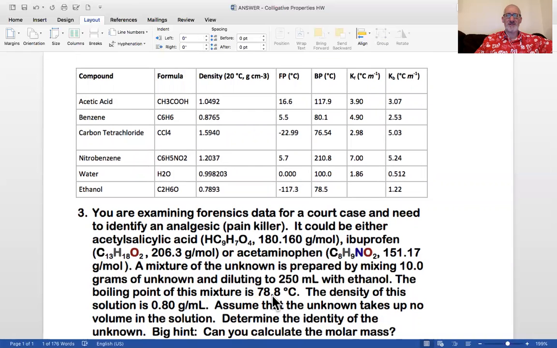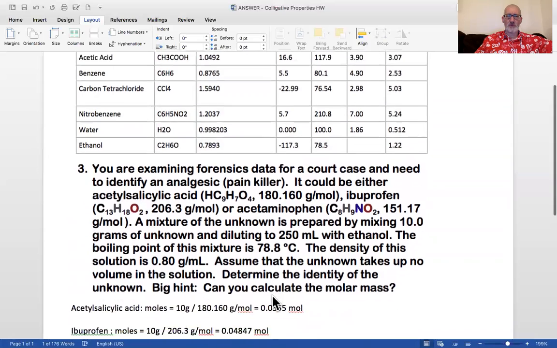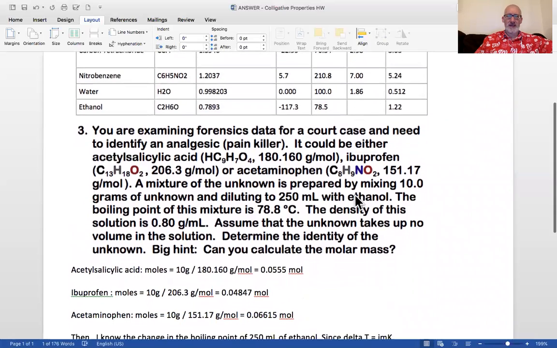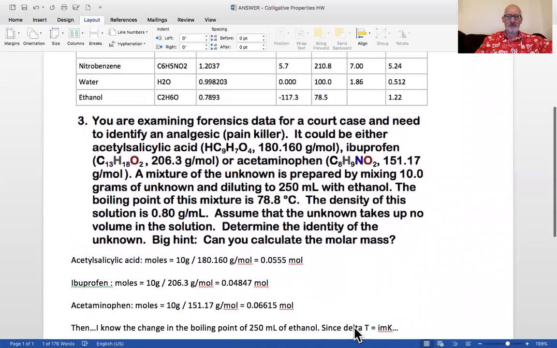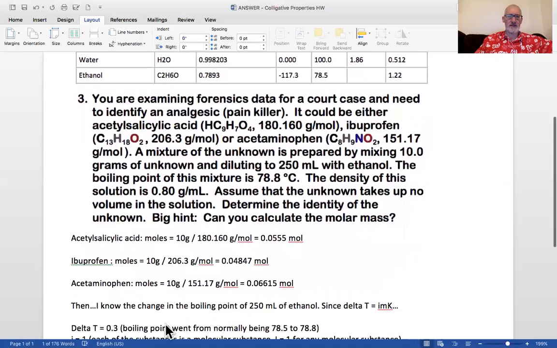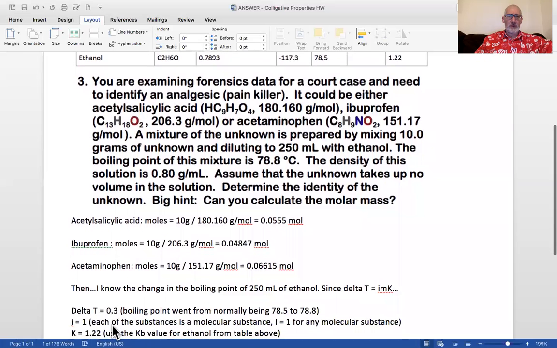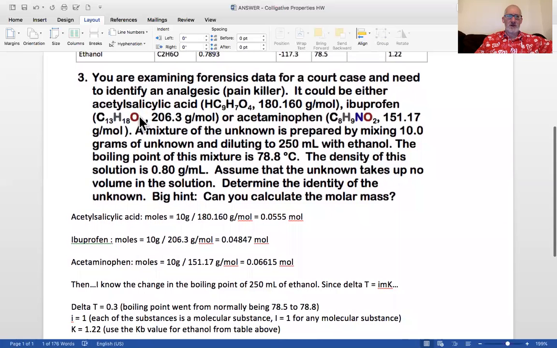So we actually know delta T. We know that the change in the boiling point was 0.3 degrees. And since delta T equals i m K, we can start putting these pieces together. So delta T would be 0.3 here. We know that all of these substances are nonmetals bonded to other nonmetals, so they're all molecular compounds.